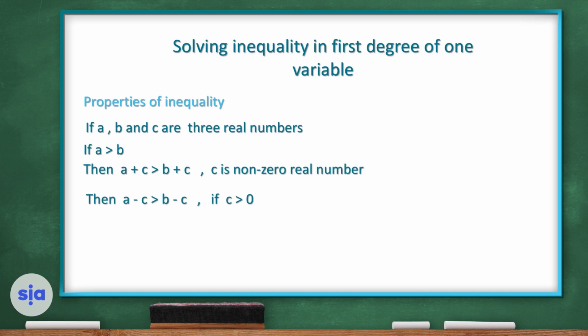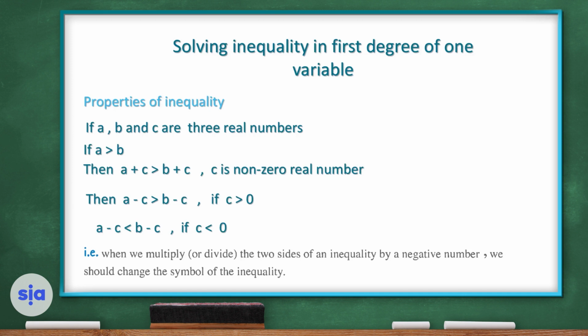Then a minus c is greater than b minus c if c is greater than 0, whereas a minus c will be less than b minus c if c is a negative number, or c is less than 0. Kindly note that when we multiply or divide both sides of the inequality by a negative number, we should change the symbol of the inequality.